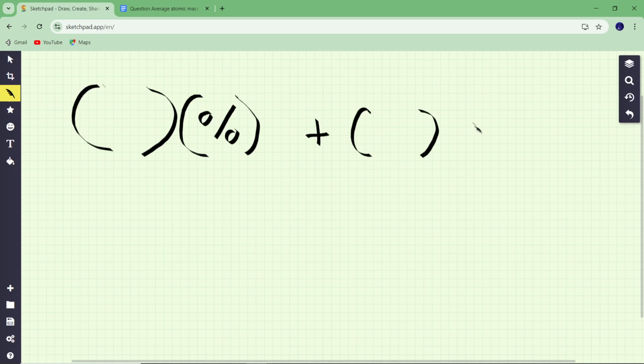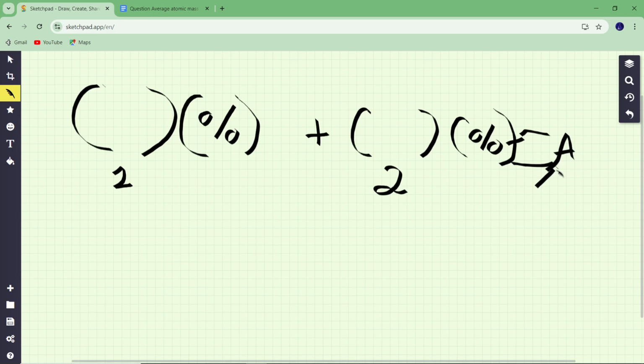So we'll always have usually more than one isotope, and its mass is going to go in right here. This will be isotope 1, and this could be isotope 2. And the mass of 1 times its percent plus the mass of the second one times its percent will give us what we're looking for, which is our average atomic mass. That's how every single one of these problems is going to go.